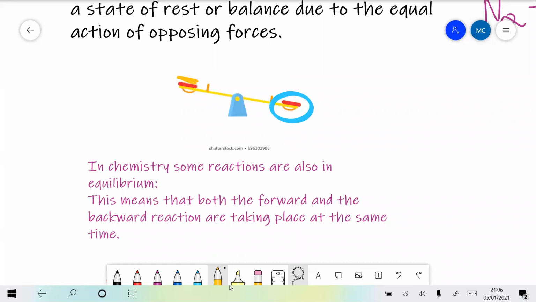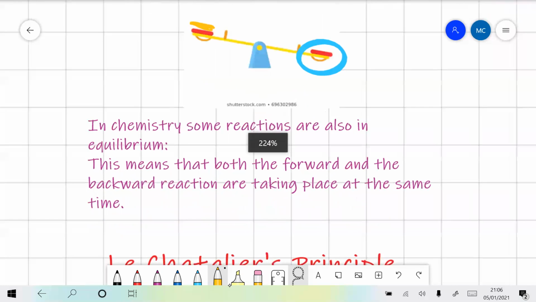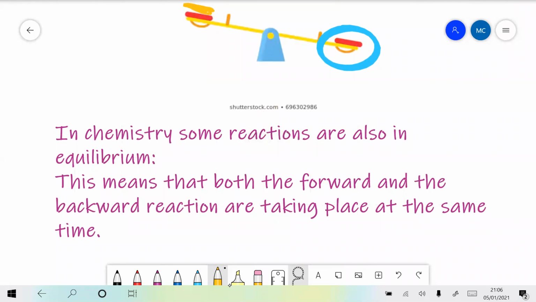In chemistry, this is also true. In chemistry, some reactions are also going to be in equilibrium. This means that both the forward and the backward reaction are taking place at the same time. And this is a very important concept in chemistry, and we learn to denote it with a particular sign, which we will be discussing later on during this lesson itself.